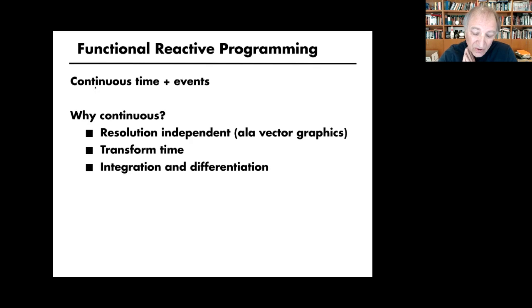One of the arguments for this, which I think he makes very eloquently, is that you can be temporally resolution independent. You can stretch programs out or shrink them, compress them. You can transform time if you want to rescale them. And you can do things like integration and differentiation in some sense. I mean, you could argue for equivalent things in discrete settings, but there are advantages to doing this in continuous time.